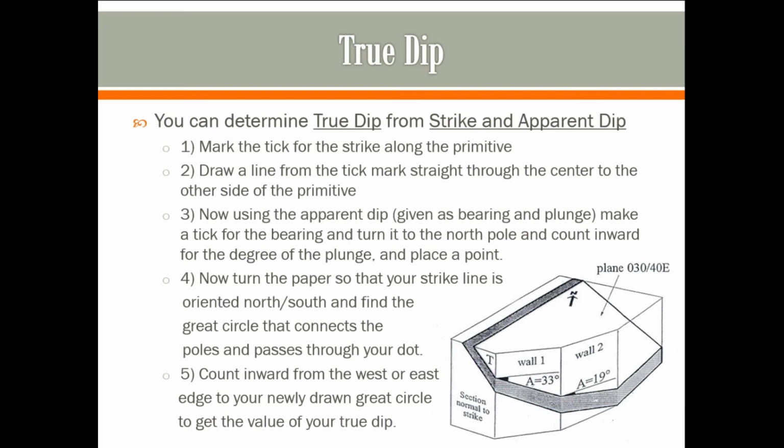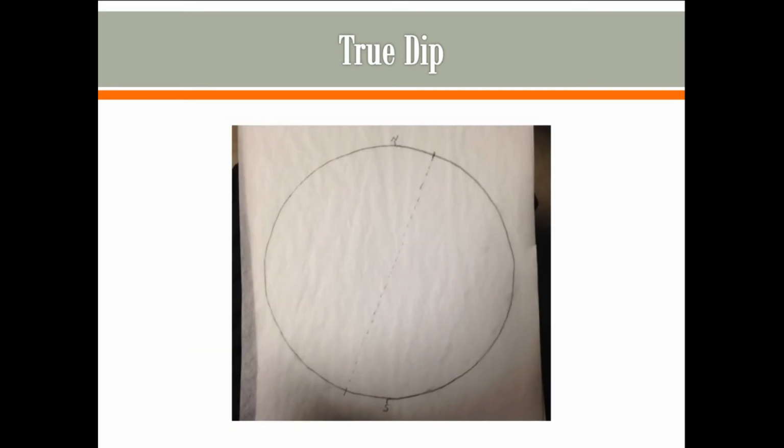Turn the paper so that the strike line is on the north-south pole, kind of like you did last week. Except this time, instead of counting in a certain number of degrees to draw your great circle, just find the one that your point is sitting on. That's your great circle. Once you draw it, you can read your dip, because wherever that circle is, you just count in from the edge. Got a picture of it. So here's our strike line. You know, this one, I think I did north 15 degrees east.